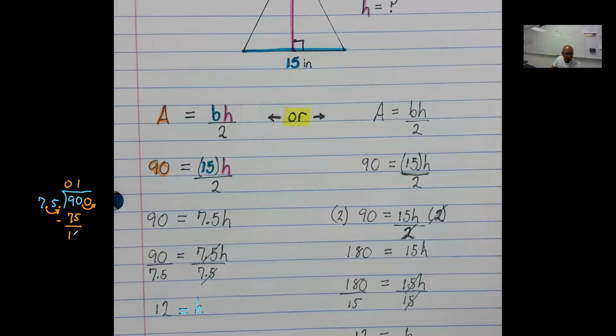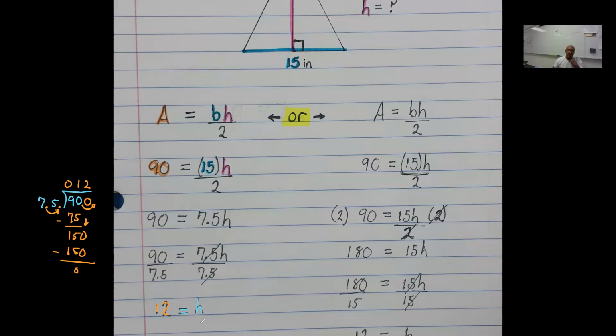90 minus 75 is 15. Bring down the 0. And 75 goes into 150 exactly twice. 75 times 2 is 150. Ladies and gentlemen, my answer is 12. My height is 12. So that's one way of doing it.